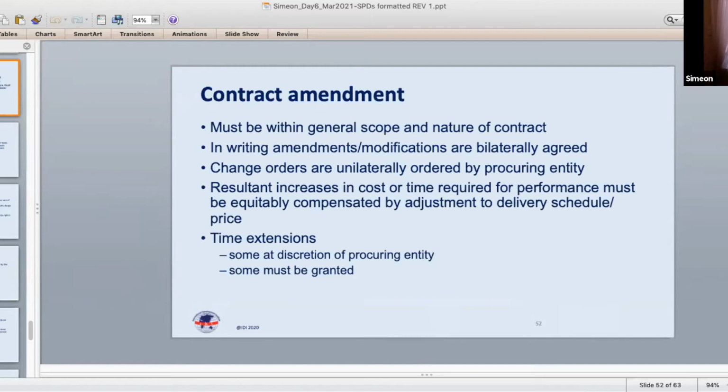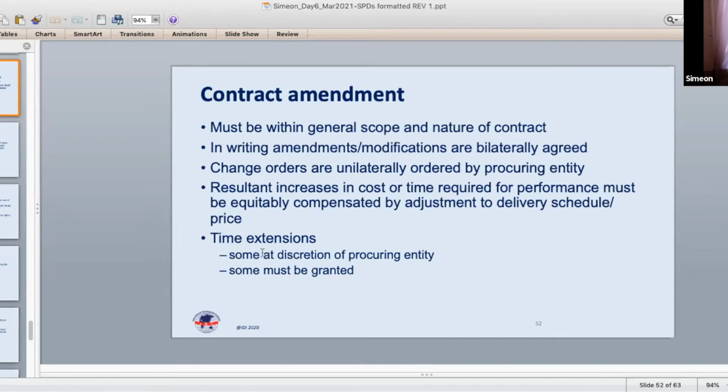Okay, contract amendment. The basic principle of contract provisions on contract amendment or contract modification are or should be twofold. Or threefold. One, the basic principle that modifications of the contract should not alter the basic nature and scope of the contract. So it should be within the parameters of the general scope and nature of the contract.